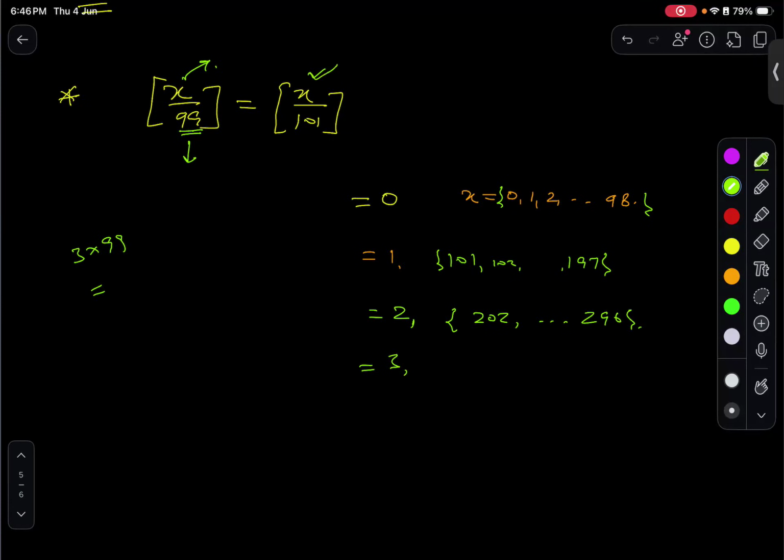So again, I have to start with this. What is that? 303. And I have to reach this when this value will be 4. 4 means 99 into 4. So 99 into 4, what is the value? Can we see what numbers we are getting? For this, I'm getting 99.